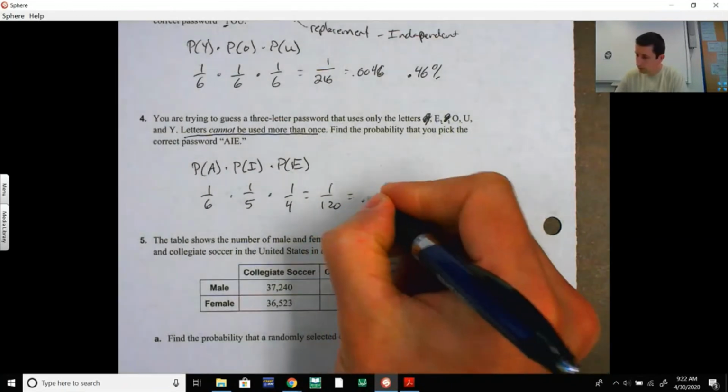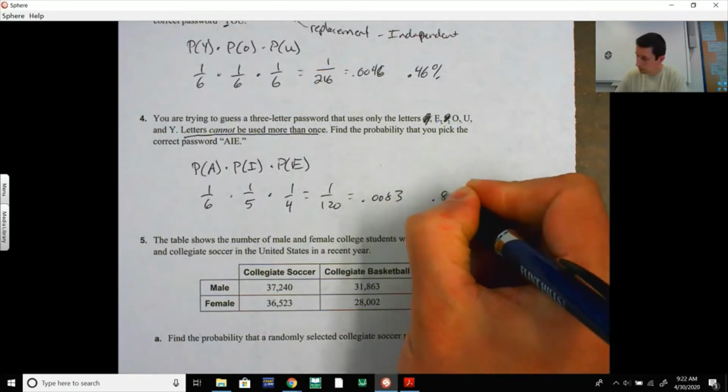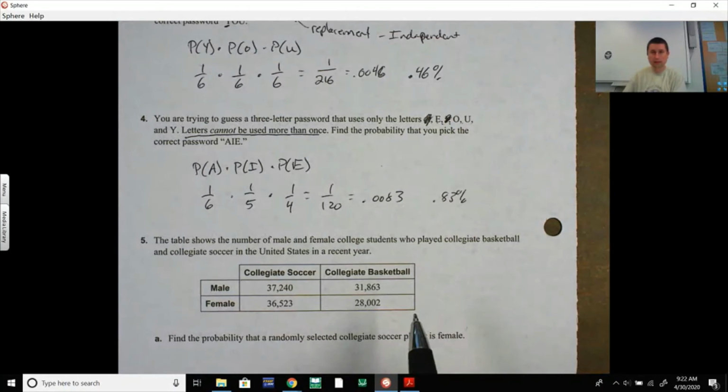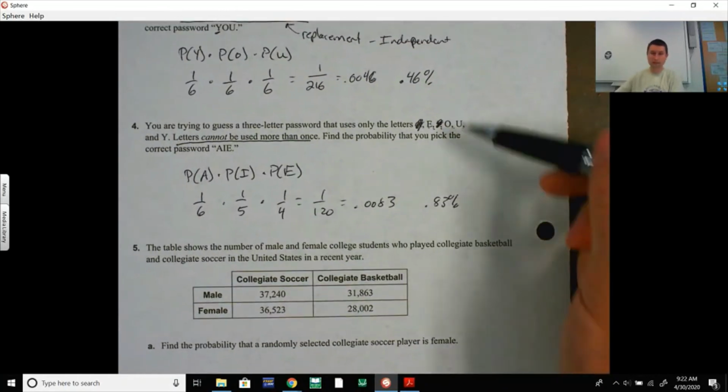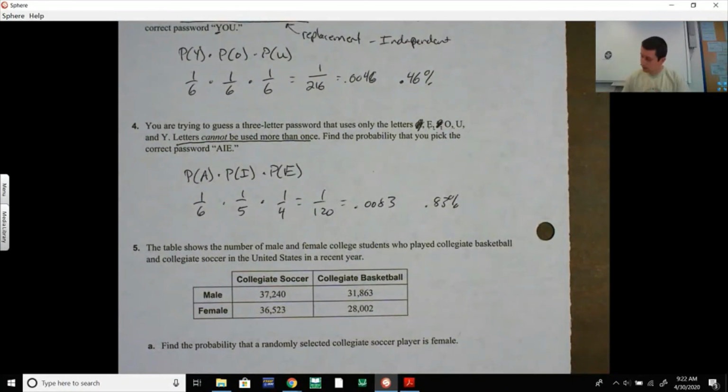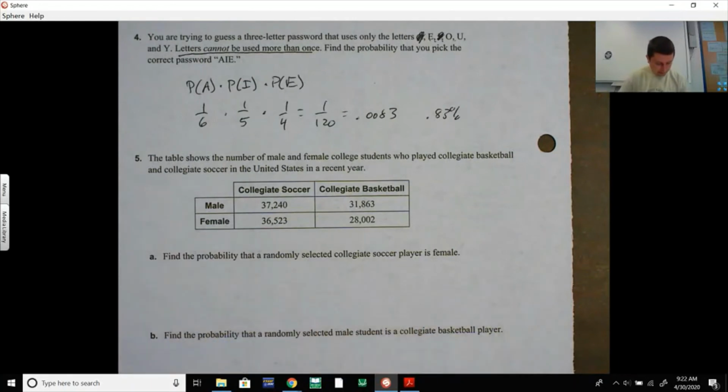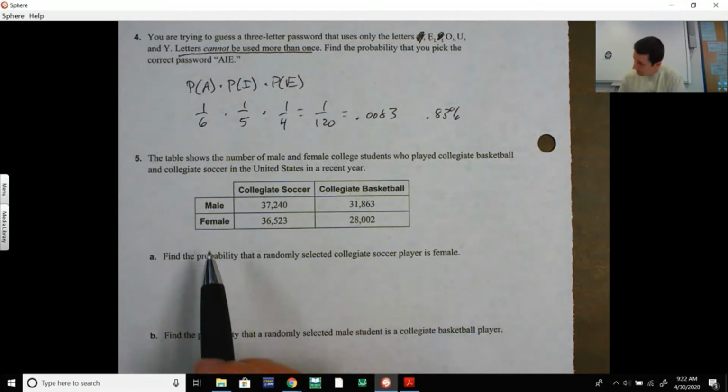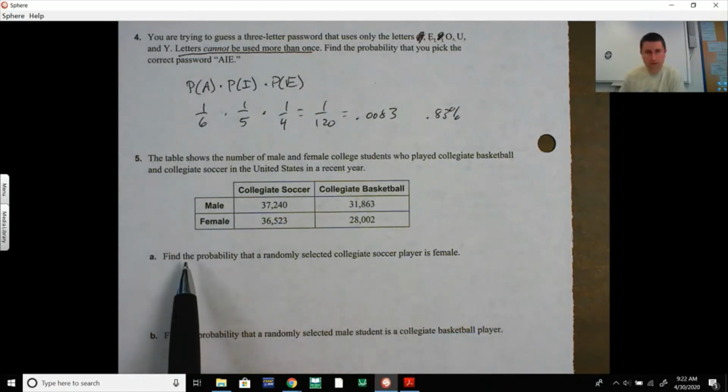Which is 0.0083. It's about 0.83% chance. So you notice with dependent events, the chances of picking it actually went up. Okay, this is this table right here. You're only usually going to use 2 numbers or 2 rows or 2 columns with this.